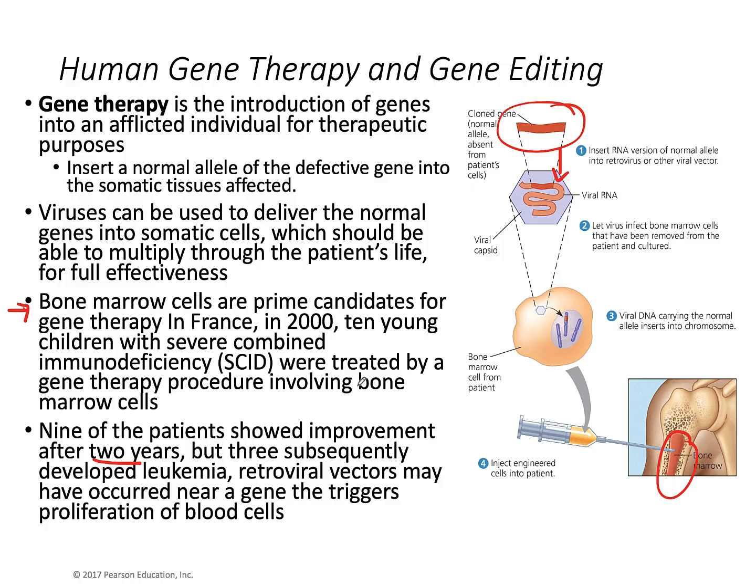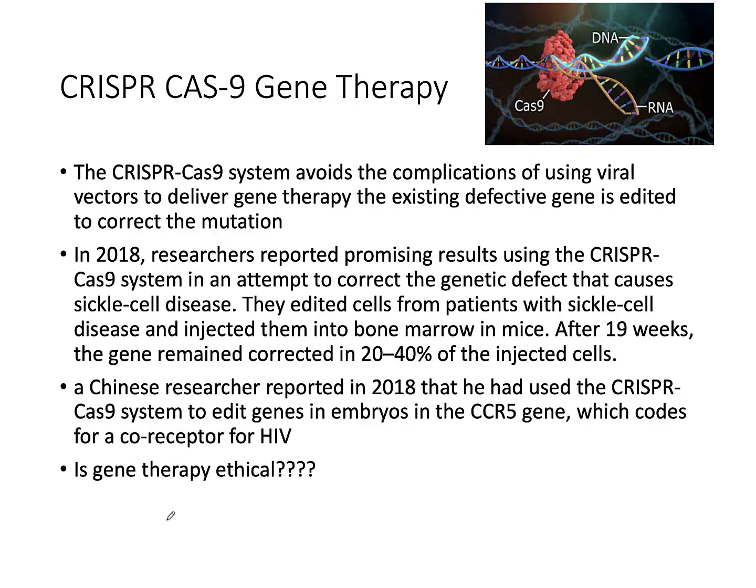One of the ideas is that with these viruses, there's no way to tell the virus where to put the gene. So if the virus puts the correct gene into an area that is near the proliferation of blood cells, it could cause the body to produce too many white blood cells and result in leukemia. It would be way better if we could specifically tell the virus where to put the correct gene.